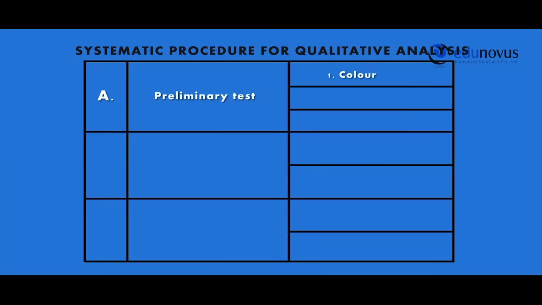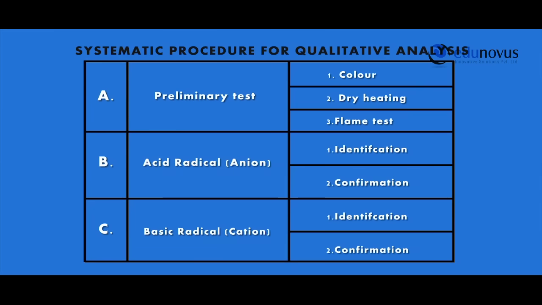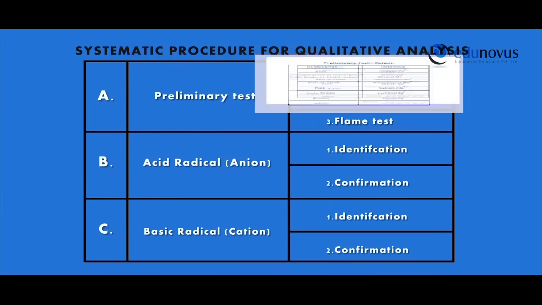Now, let us go through the systematic procedure for qualitative analysis of inorganic soluble salts. Preliminary test. In the preliminary test, we find the leads which help us in identifying some cations and anions. First thing in the preliminary test is color. Even though it is not much reliable, it is certainly helpful in identifying some colored cations. So, let us examine the salt.